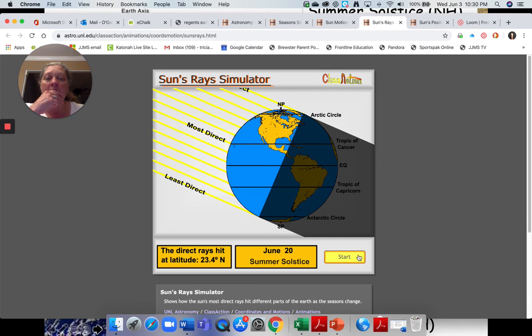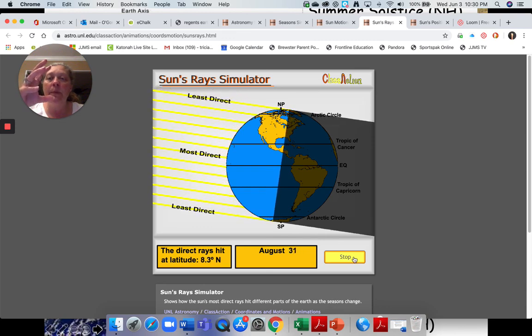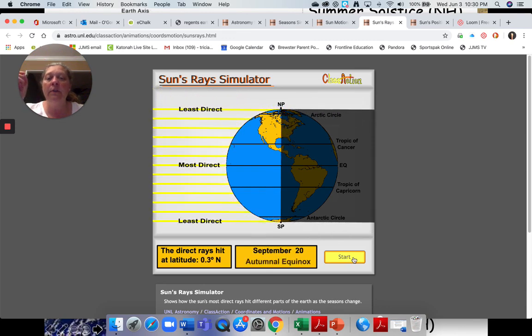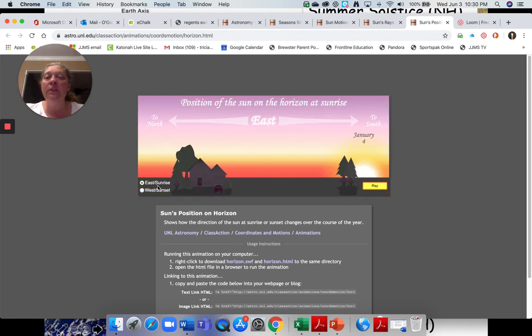And then, as the Earth continues around the sun, that axis stays parallel to itself. The rays of the sun change. There's our autumnal equinox again. So now we're transitioning seasons. And here's what it looks like in terms of sunrise and sunset. So let's go to sunrise.